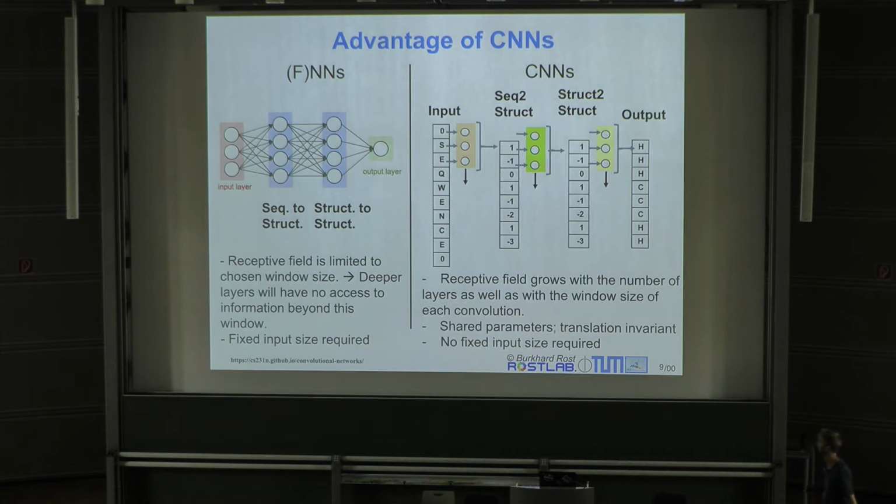And now let's just talk about the advantages of CNNs, and maybe also already relate them to protein sequences. First of all, the disadvantage of normal fully connected neural networks is always that the receptive field is limited to the window size which you've chosen, and deeper layers will have absolutely no information beyond this window. This is an obvious limitation, so you always have fixed input sizes.